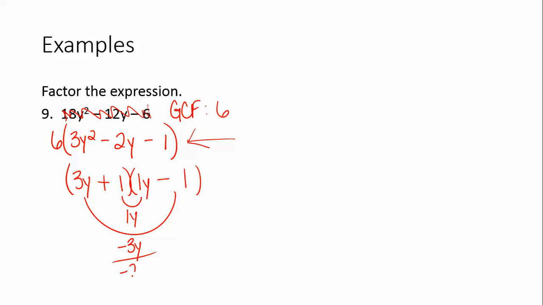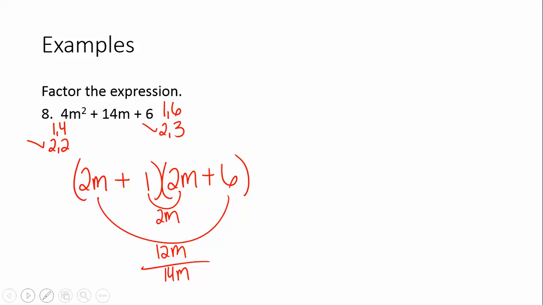That does give us negative 2y, which is what our middle term is, but we do need to remember to bring this 6 down because that 6 is part of the factoring of that expression. If we were to FOIL back out the two binomials, we would get 3y squared minus 2y minus 1, but then we'd have to multiply everything by 6 to get the original expression.